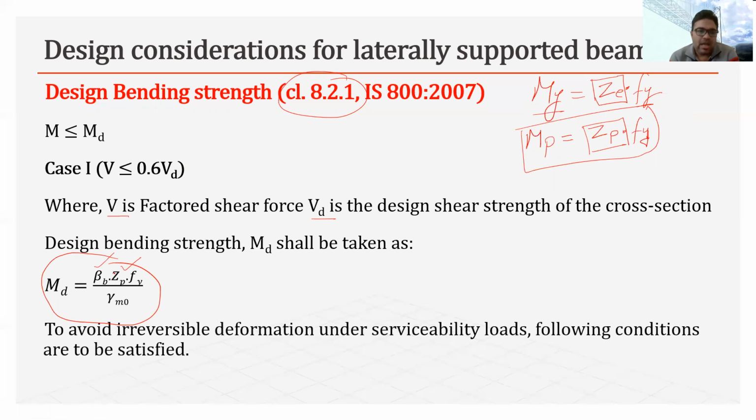Now, MD can be calculated with this formula, but this value should satisfy a condition that is mentioned in the IS code. Why are we satisfying that condition? To avoid irreversible deformation. Load may cause some deformation to the beam under the service loading. So to avoid that deformation, this equation should satisfy a condition. Now, what is that condition? That we will see in the next slide.